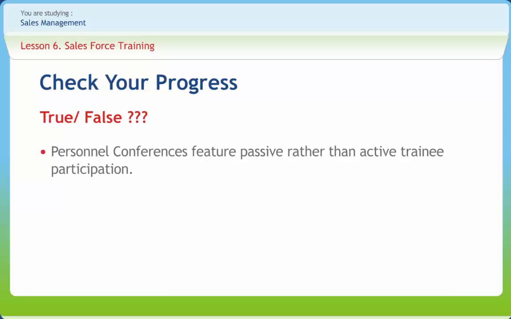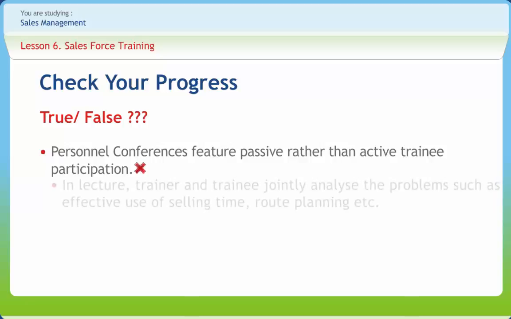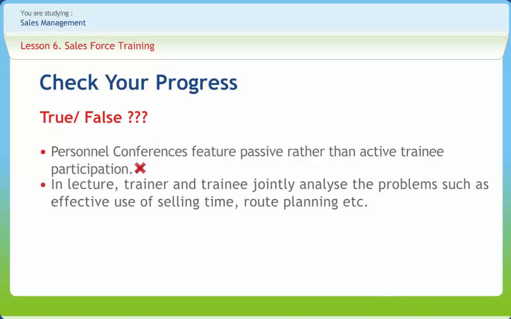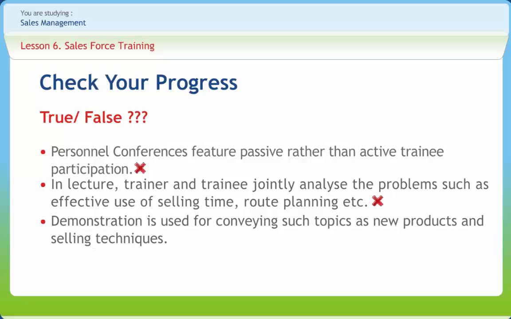Personal conferences feature passive rather than active trainee participation. Right or wrong? Please click. Wrong. In lecture, trainer and trainee jointly analyze the problems such as effective use of selling time, route planning, etc. True or false? Please click. False. Demonstration is used for conveying such topics as new products and selling techniques. Right or wrong? Please click. Right.